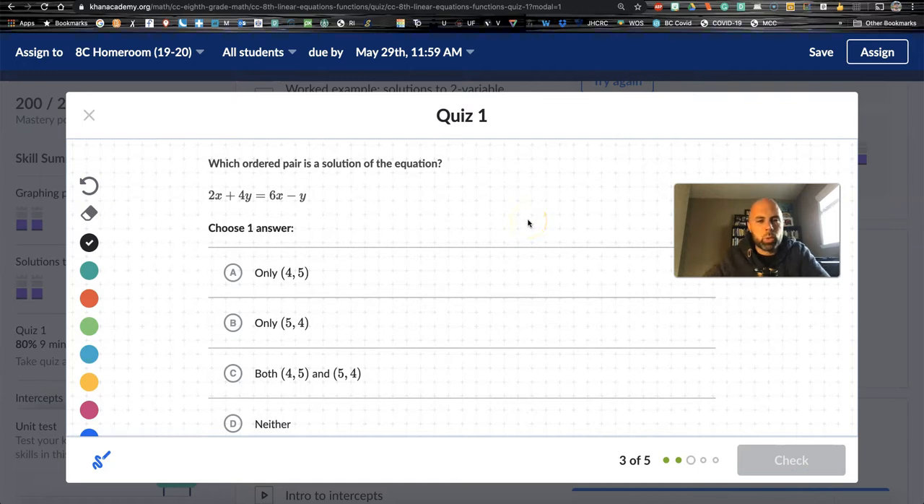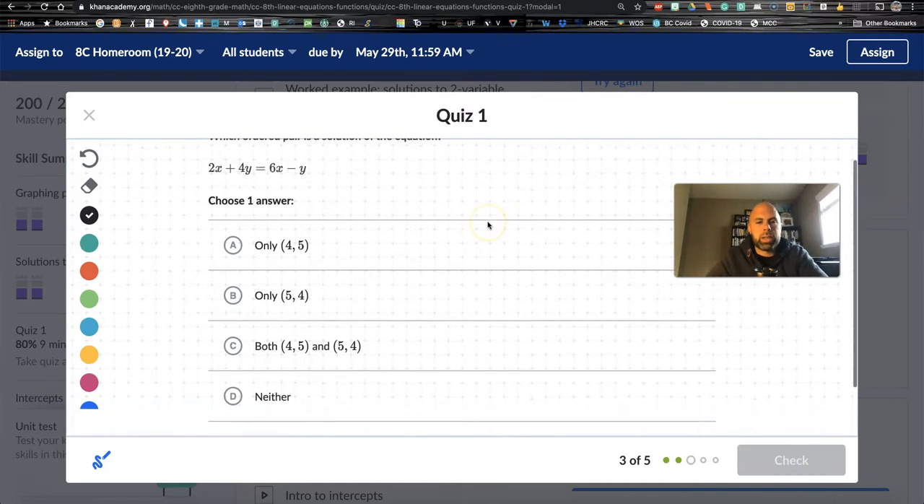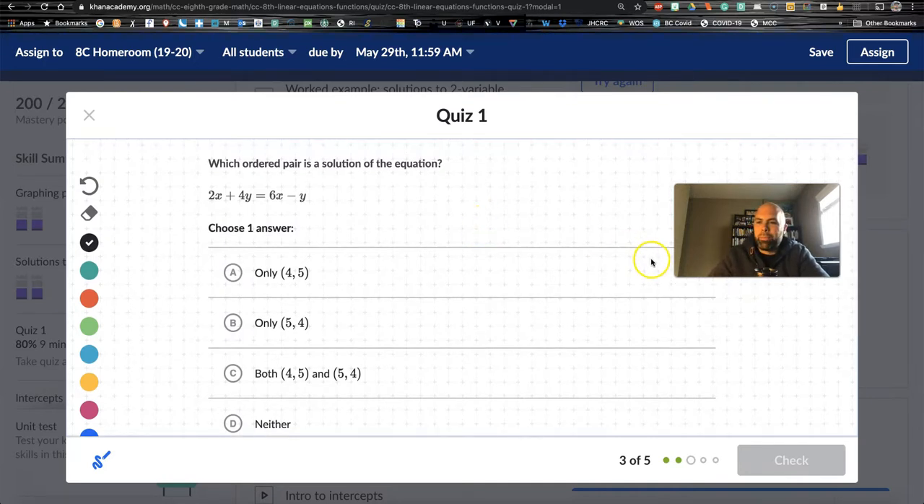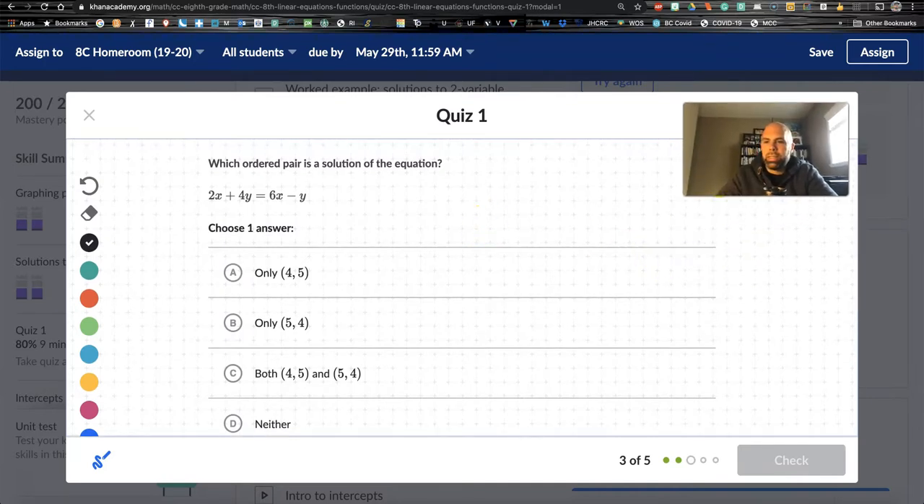Okay, question number 3. Which ordered pair is a solution of the equation? So I did one of these already on a separate video, but these are tiring. That's okay. If you can do it, I can do it. Which ordered pair is the solution? So we've got x, y, x, y, x, y. And our job is to see which one works. So I'll start at the first one, 4, 5. I'm going to rewrite the equation. Okay, and I'm going to do that plugging in the x and y values.